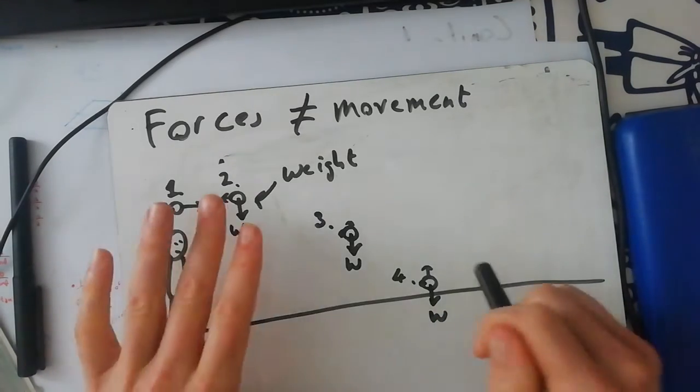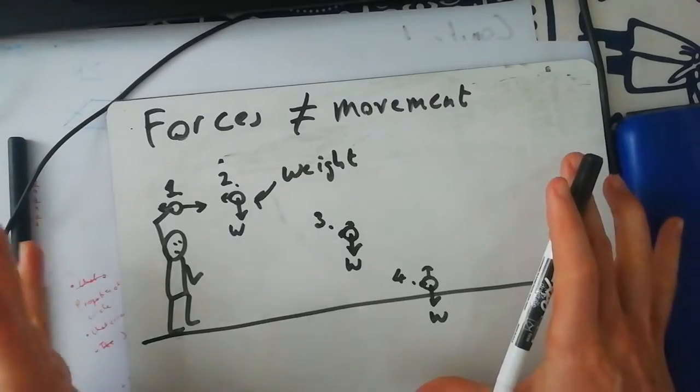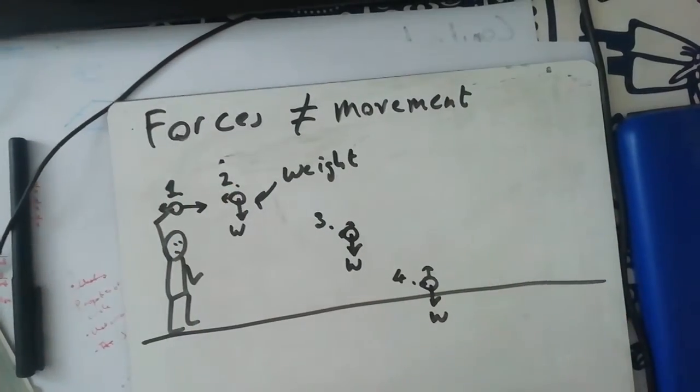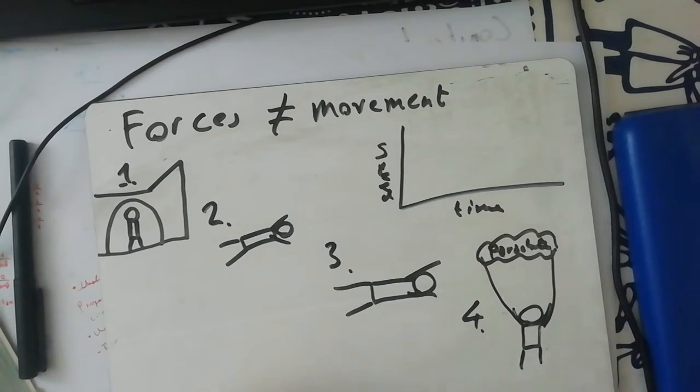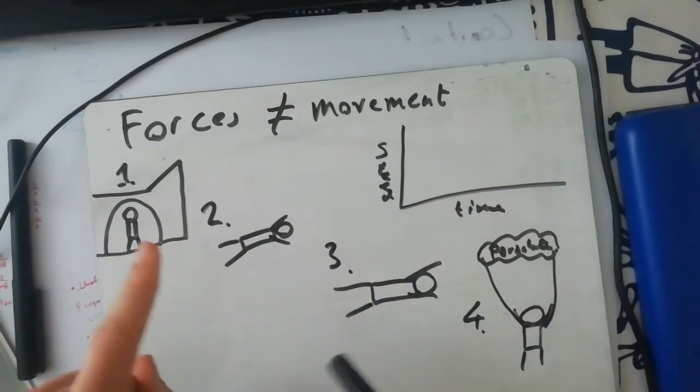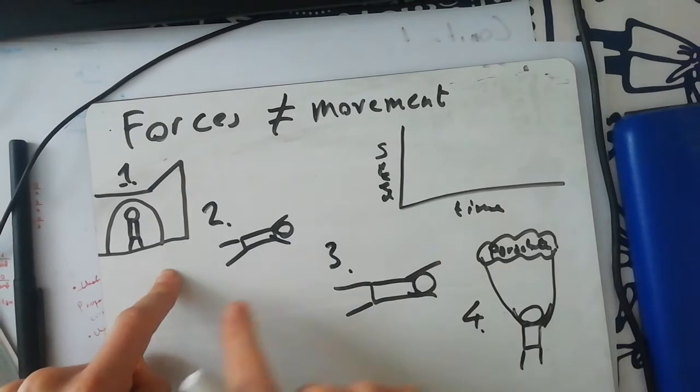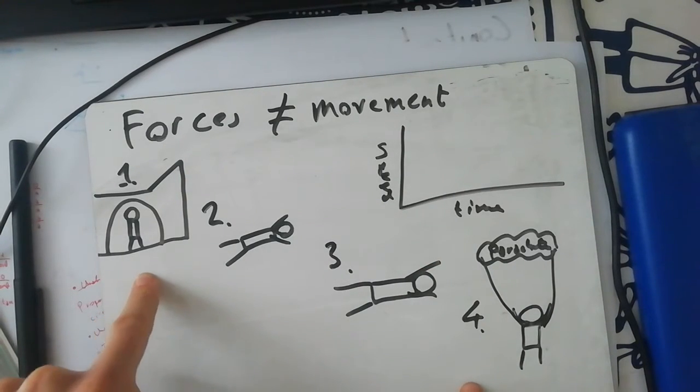Now, what I'm going to do is we're going to use this and develop this a little bit more, and we're going to think about a slightly more complicated situation. So I apologize for my crude drawings, but we're going to look at the forces and the motion of a person who is doing a skydive.